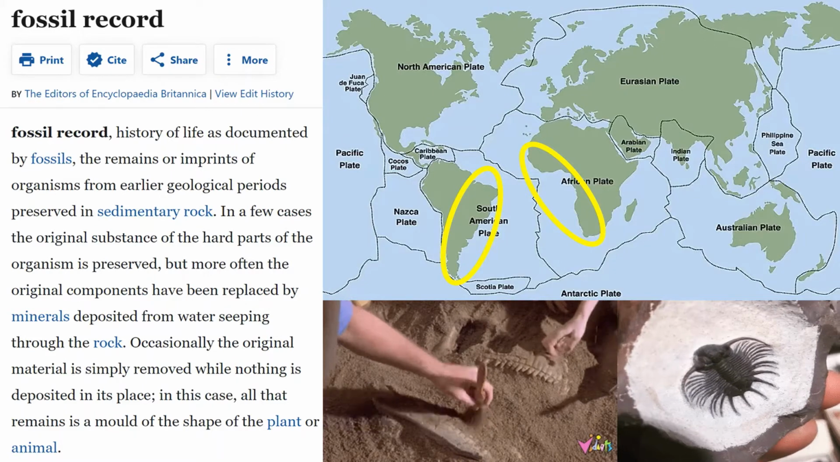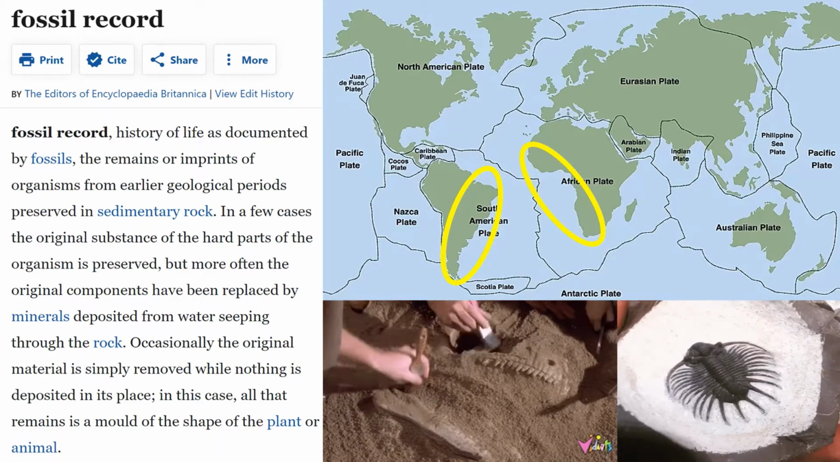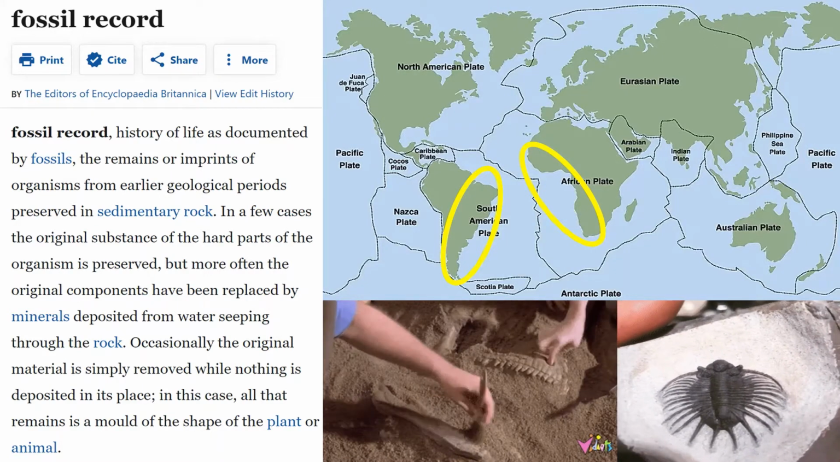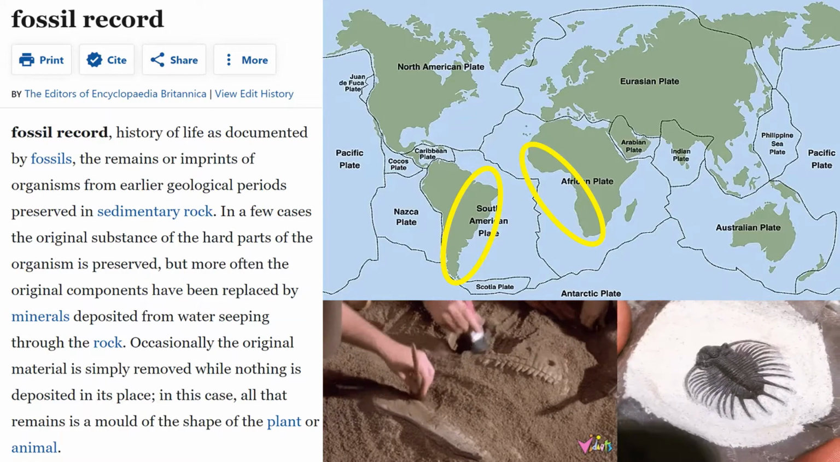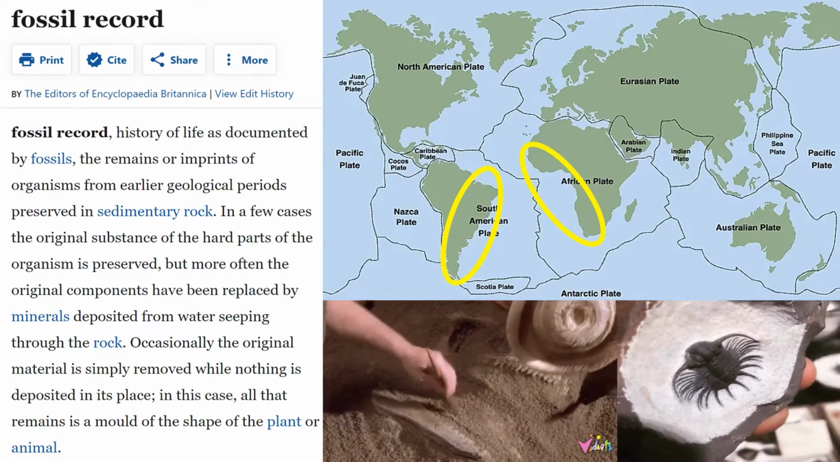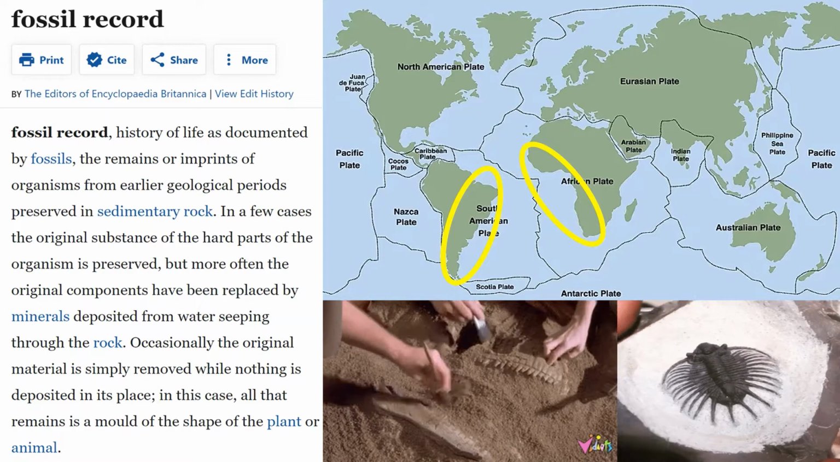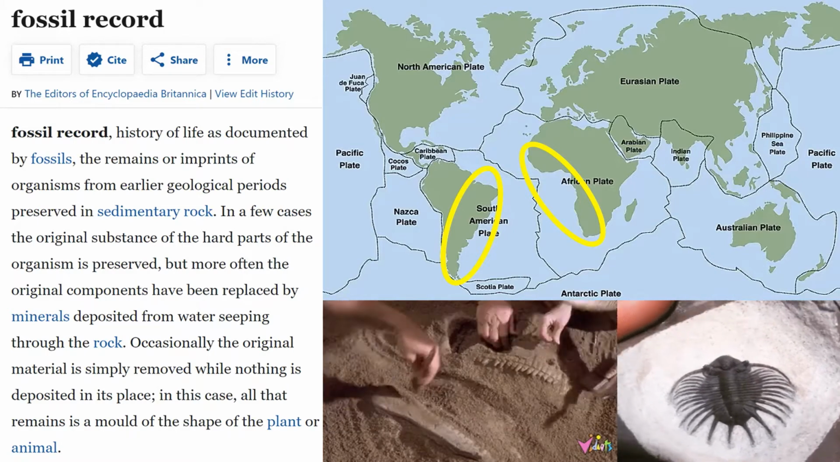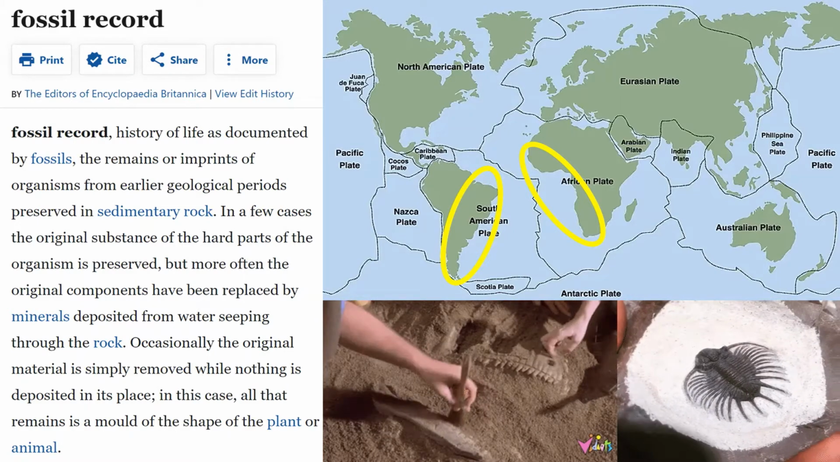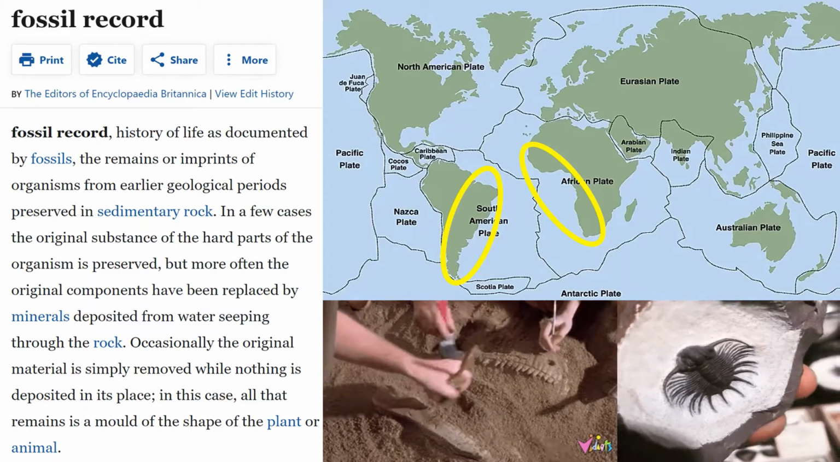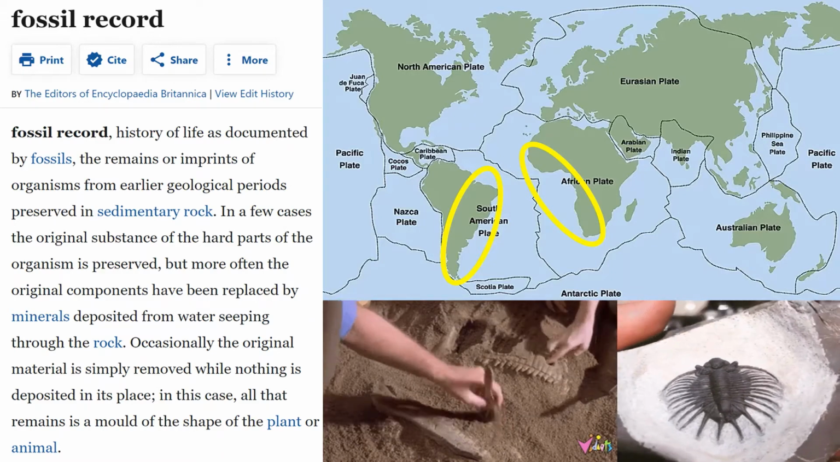So the first one is the fossil record. The fossil record is the history of life as documented by fossils, which are the remains or imprints of organisms from earlier geologic periods preserved in sedimentary rock. Every fossil that's ever been found and recorded goes in the fossil record.